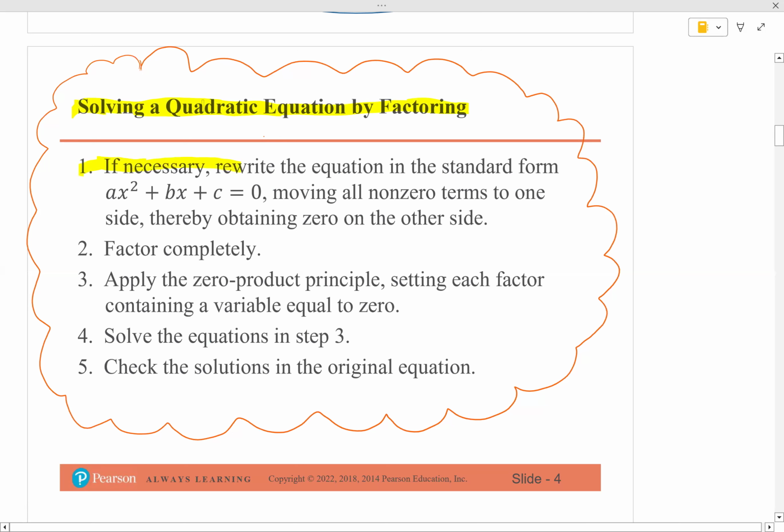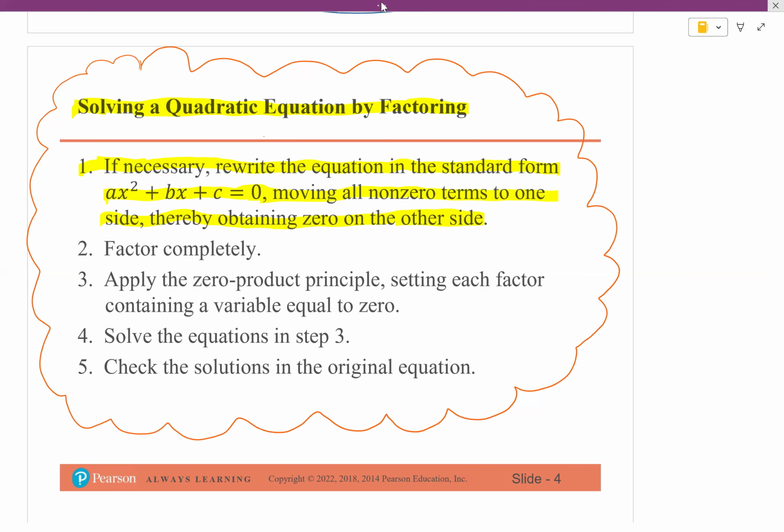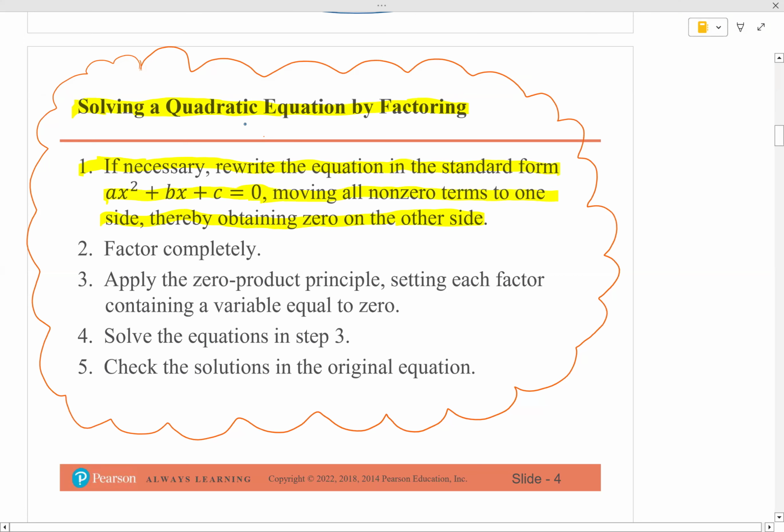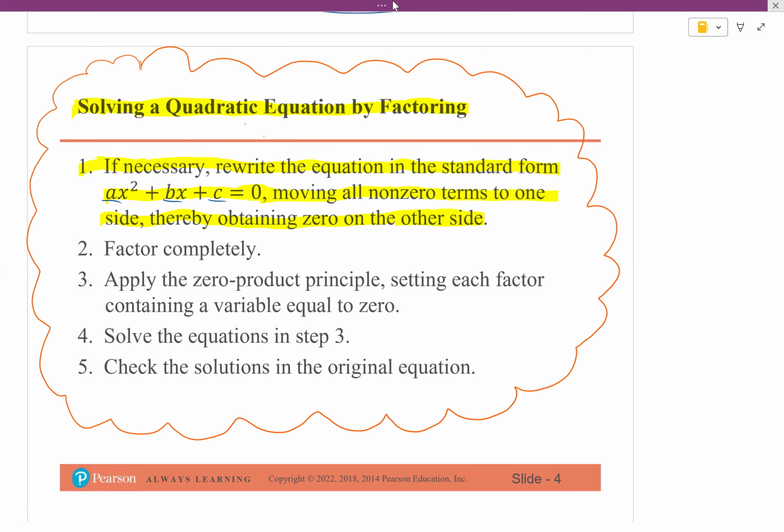First step: if necessary, rewrite the equation in standard form, ax squared plus bx plus c equals 0. In other words, move all non-zero terms to one side, thereby obtaining 0 on the other side. So if you had some of the terms on one side and some on the other, just move them all to one side so that 0 is on the opposite side. And then also make sure that your terms are in descending order of powers. It has to be highest power on the left, just like with factoring. We always made sure that the highest power is on the left and then descending order from there.